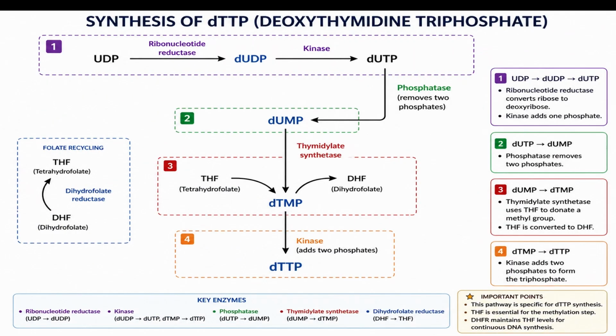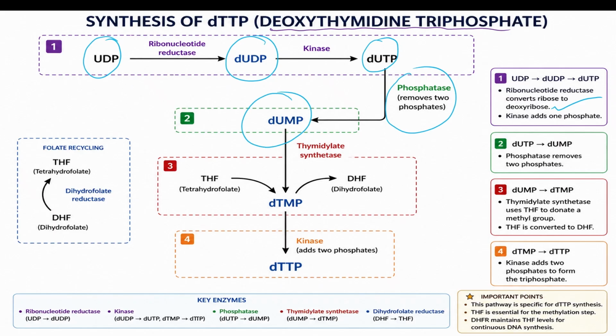Here we can understand the step-by-step synthesis of deoxythymidine triphosphate. In the first step, you can see uridine diphosphate is converted into deoxyuridine diphosphate, and it is mentioned here that ribonucleotide reductase converts ribose to deoxyribose. In the second step, phosphate is added to make it deoxyuridine triphosphate. So now phosphatase enzyme will act upon the dUTP and it will remove two phosphates and it will be converted into dUMP.